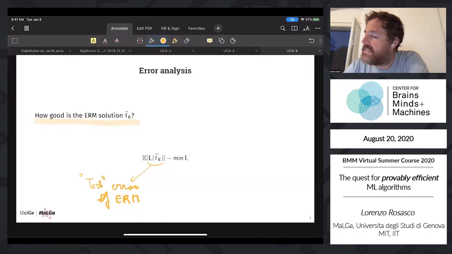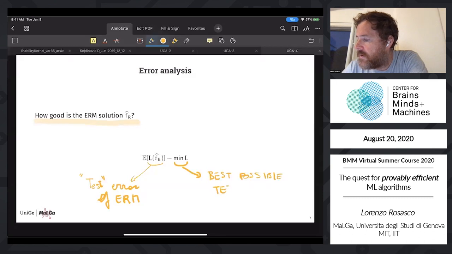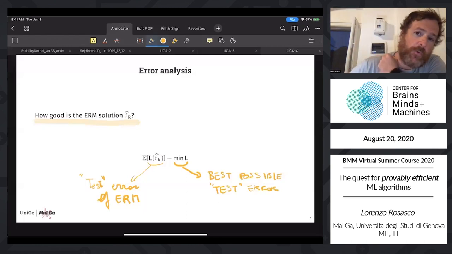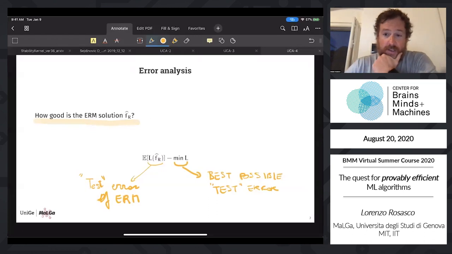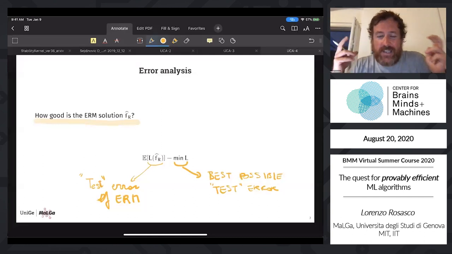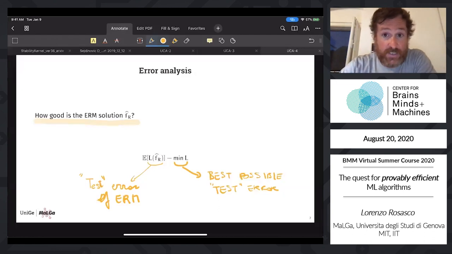And this is the best possible test error. Of course you cannot really do this in practice, but this is where theory kicks in. You would like to draw some conclusion even though you don't have access to this. I put test error in quotation marks because this is not quite the test error, it is an idealized version of the test error as if you had access to infinite data, okay?